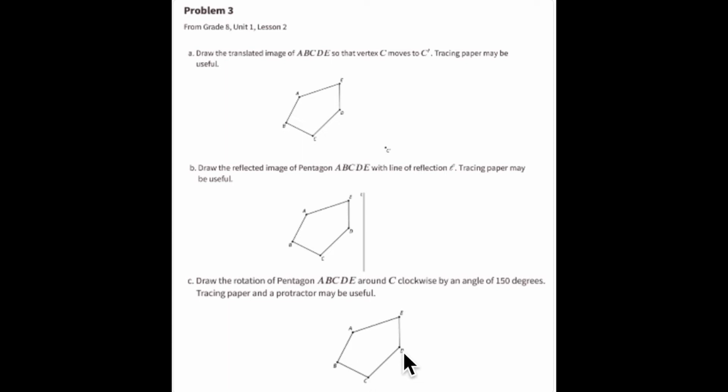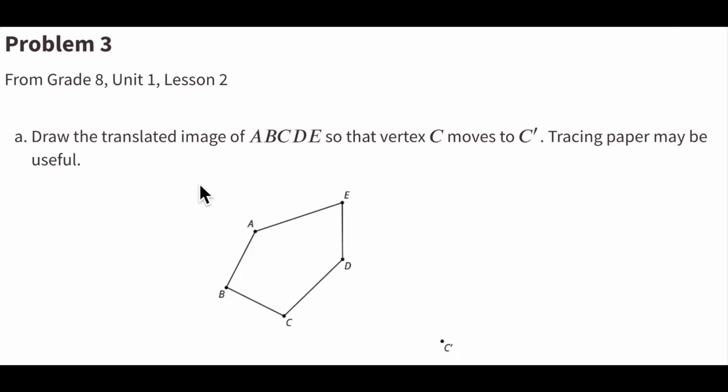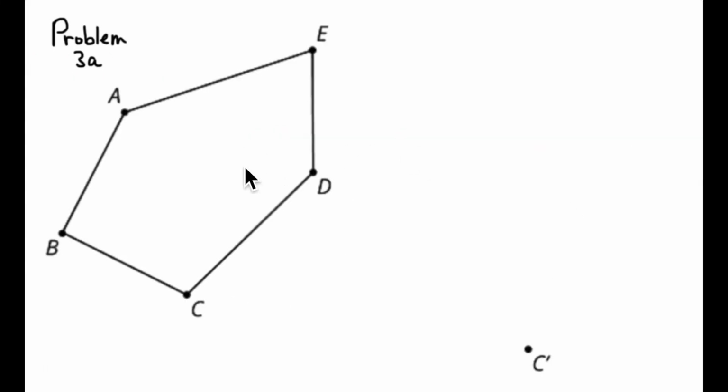So rotate this line segment 150 degrees, and actually every line segment 150 degrees in a clockwise direction, in the direction of a clock. So here's part A, and using the language given in the problem, translate image A, B, C, D, E so that vertex C, the vertex of this angle right here, moves from C to C prime. So this is C prime right here.